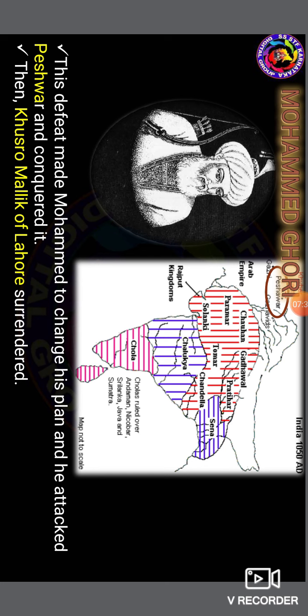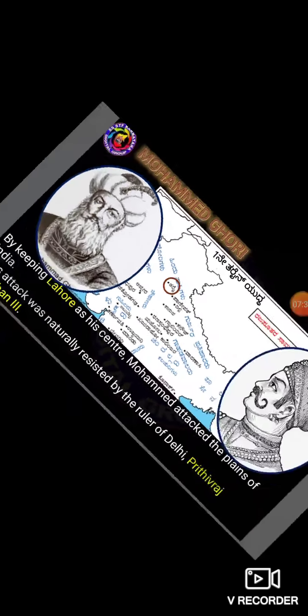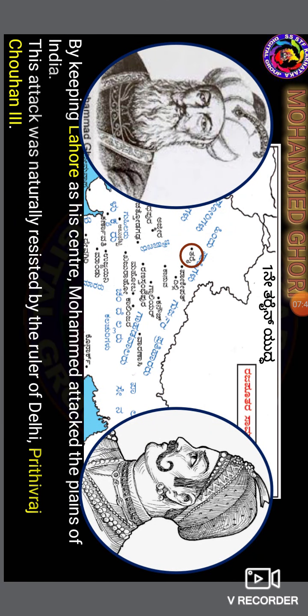Then Khusrau Malik of Lahore surrendered. Keeping Lahore as a base, Muhammad attacked the plains of India. This attack was naturally resisted by the ruler of Delhi, Prithviraj Chauhan III.